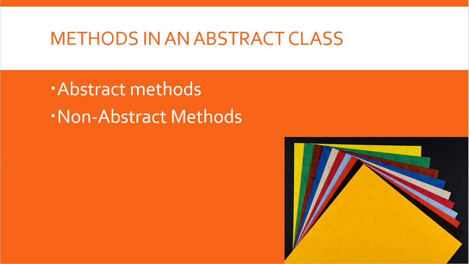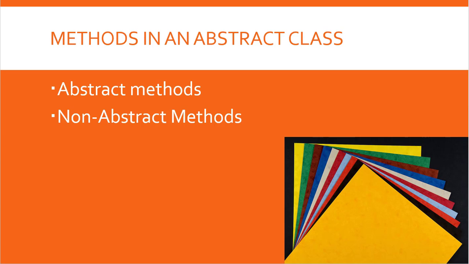If you look at methods in an abstract class, they're generally of two types: abstract methods and non-abstract methods. Any method that you have learned thus far, public static void method name, public void method name, public int method name, public static string method name, all of these are non-abstract methods because we did not use the word abstract in them. The abstract methods are the ones in which we use the keyword abstract.